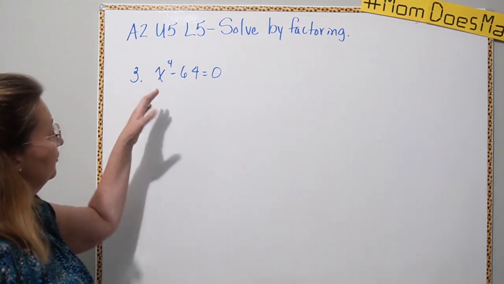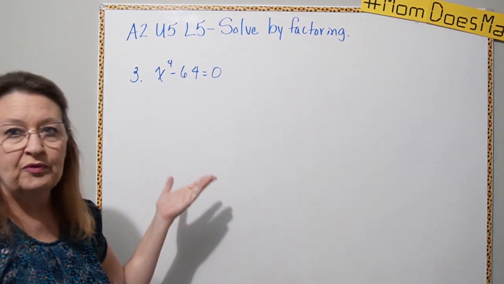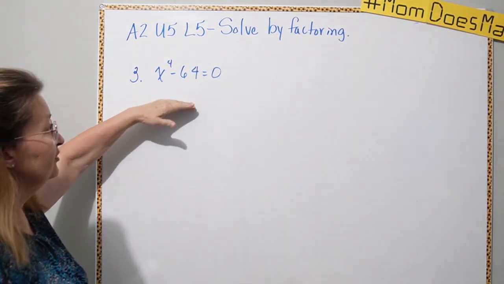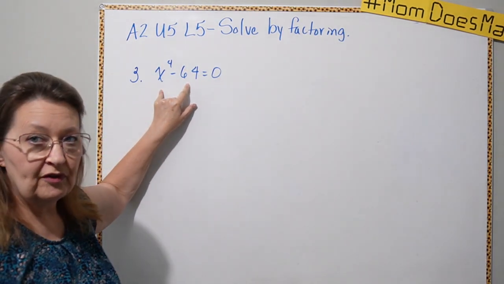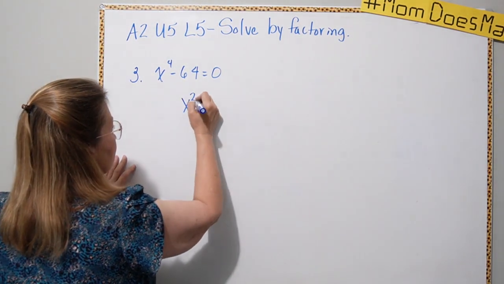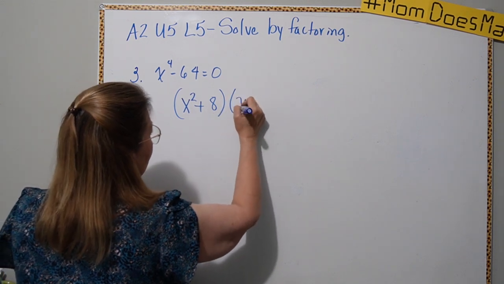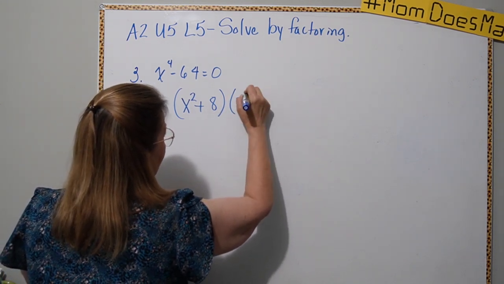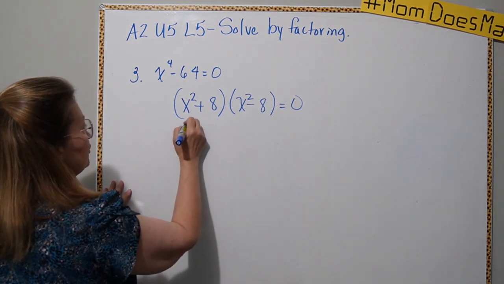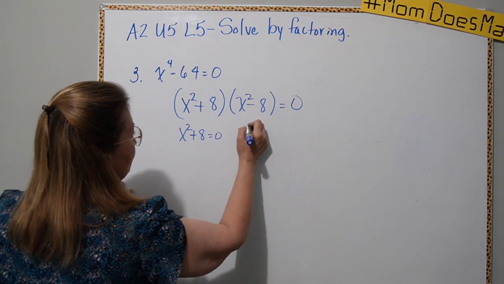Okay, for number 3, we have x to the fourth minus 64 is equal to 0. It's already in standard form, so we're ready to factor. Going through our chart, we have no greatest common factor, but I do have a difference of two perfect squares. So we can factor this into the square root of the first plus the square root of the last times the square root of the first minus the square root of the last equals 0. Now we're going to take each thing and set it equal to 0 and solve it down.